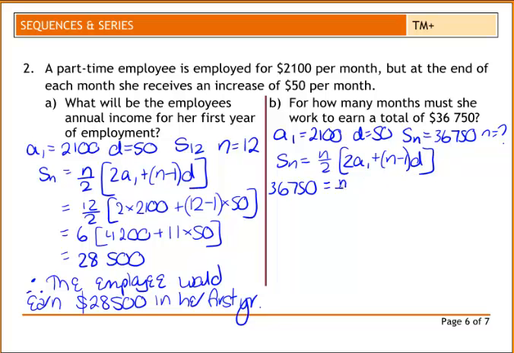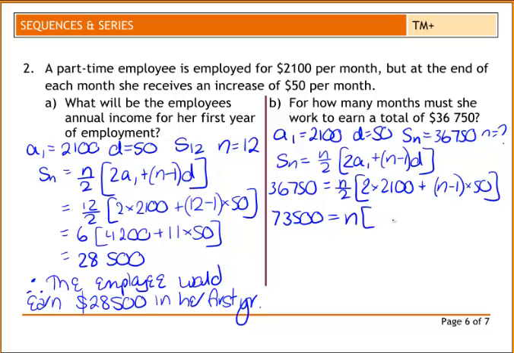36,750 equals, I don't know what that n is. I have 2 times a1. It's like I'm going to run out of room, doesn't it? n minus 1 times 50. So I'm going to times both sides by this 2 to get rid of this fraction. So 36,750 times by 2, I get 73,500 equals. Now I'm going to try and neaten up what I have in this bracket.